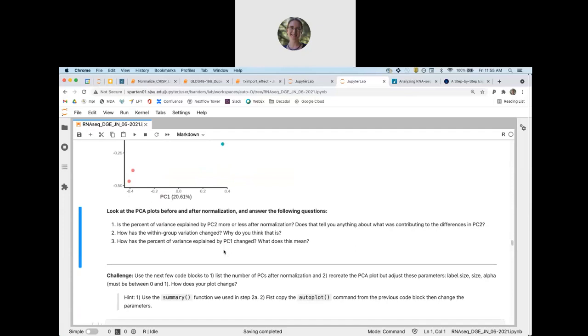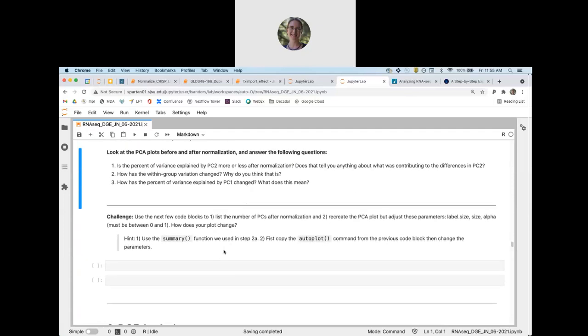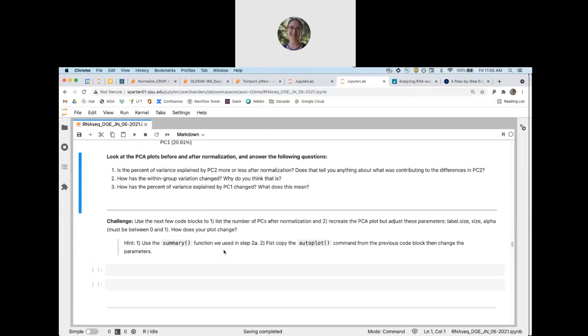All right. So in the last 5 minutes before lunch, go ahead and use the next 2 code blocks, and feel free to make more code blocks, to first of all, go ahead and list the number of PCs after normalization, see if they were the same as before normalization, and then go ahead and recreate the PCA plot.